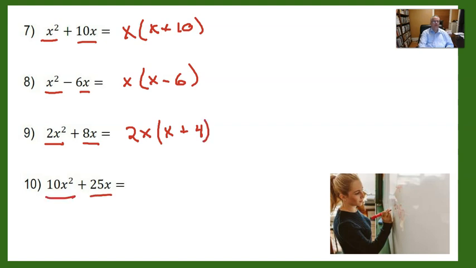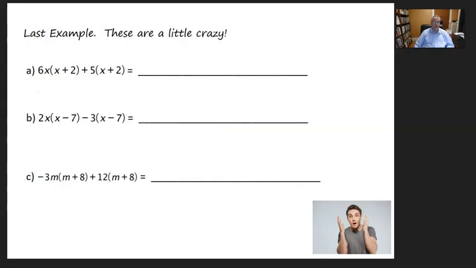All right, both of these can be divided by 5x. So 5x is what they have in common. 5x times 2x would be 10x squared. And let me see, to get 25x, we need another 5. If you're with me so far, you're doing great. This gets really kind of a little crazy. But both of these can be divided by x plus 2. They have that common factor.